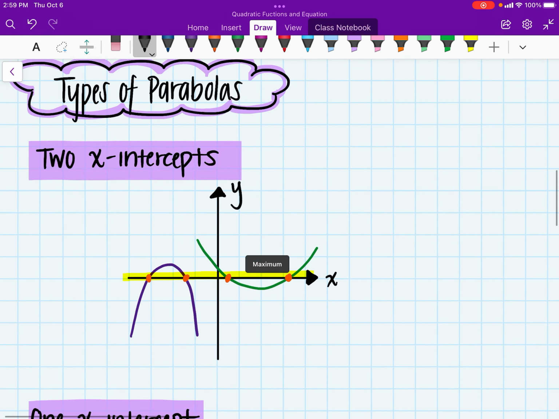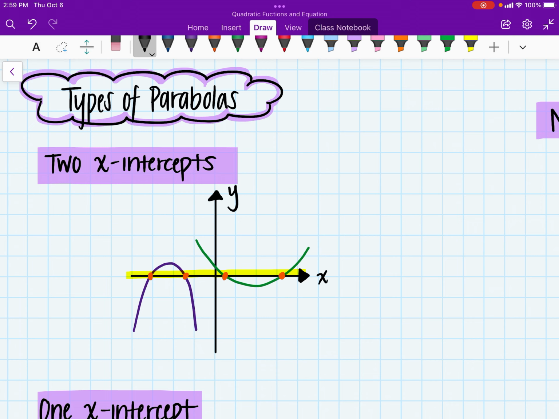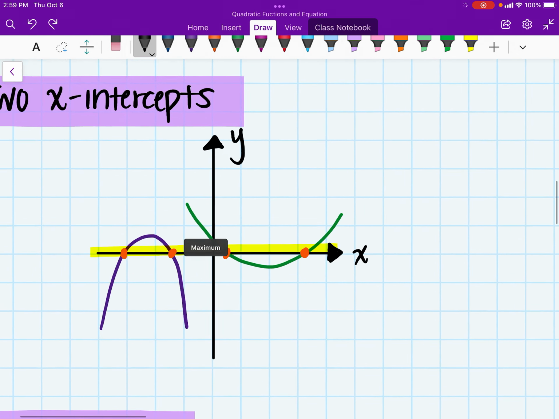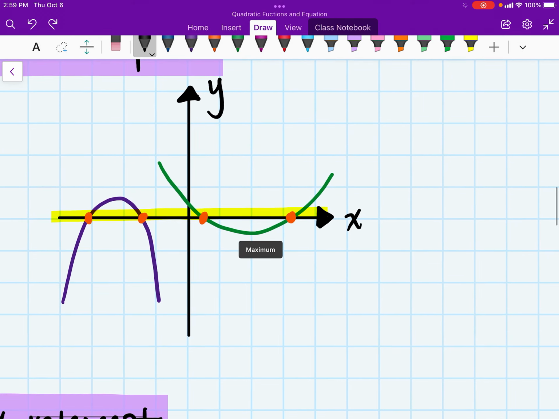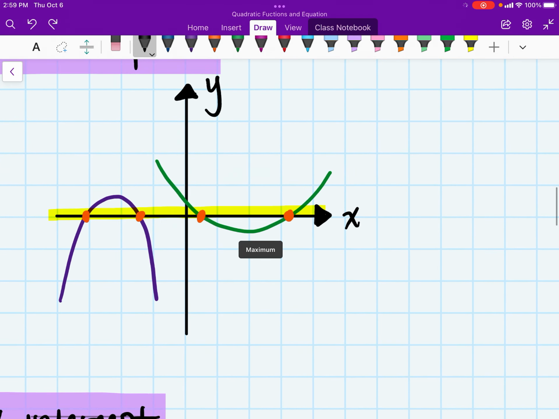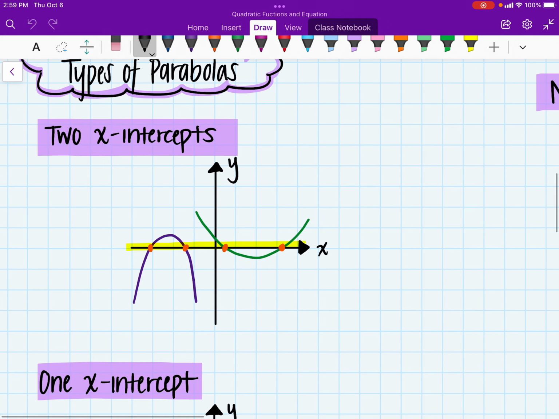So let's, for example, take a look at this first one. This first one does have two graphs. It has one that's in purple and one that's in green. Notice that the parabolas are crossing the x-axis at two different points. If I focus on the purple one, it's crossing at one point here and another one there. So that function alone does have two x-intercepts because it's crossing it twice. Same thing if I take a look at the green one here. They both have two x-intercepts.